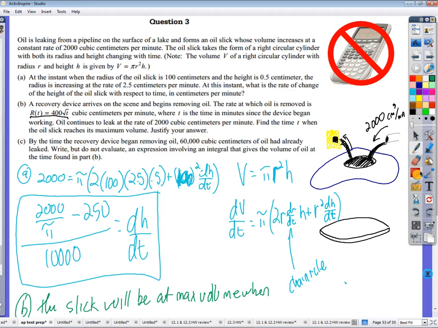The time that it starts working is marked by what? At the time that it starts working, what do we know? Just 60,000 cubic centimeters. And then the machine is hooked up and turned on, and it starts to work. It works for 25 minutes, right? It says the time in part B. So it works for 25 minutes from that time. They want us to write an integral that gives the volume of oil at the time found in part B.